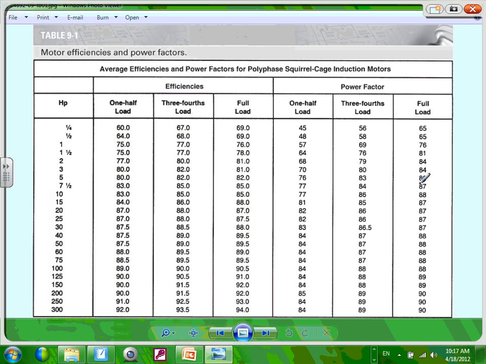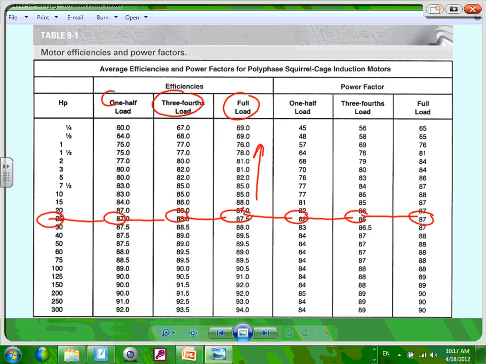Let's take a 15 horsepower motor, and I want to take all these values for the 15 horsepower motor. I want you guys to look at the efficiency at 1/2 load, 3/4 load and full load. Do you see what happened to the efficiency as the load goes up? It improves. Efficiency goes up. And the power factor, what happened to the power factor as the load goes up? Goes up.